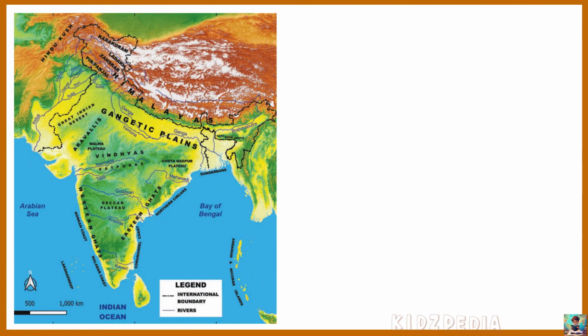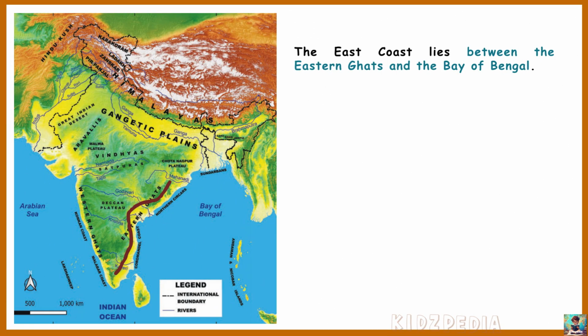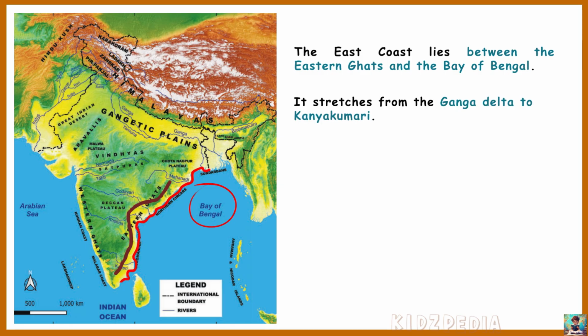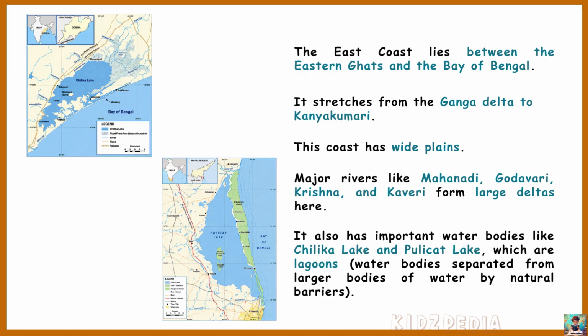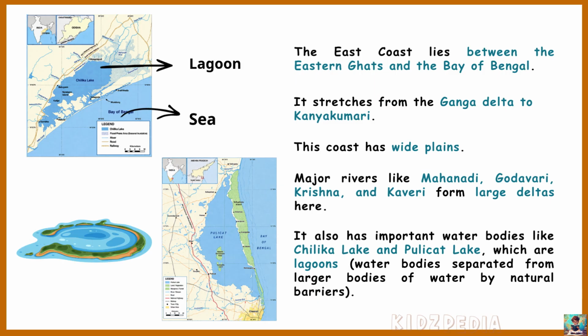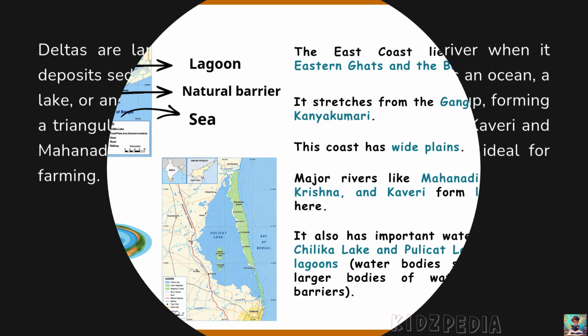So, the east coast lies between the Eastern Ghats and the Bay of Bengal, stretching from the Ganga Delta to Kanyakumari. This region has wide and flat plains. Many large rivers like Mahanadi, Godavari, Krishna and Kaveri form big deltas here. We can also find lagoons like Chilika Lake and Pulikat Lake. A lagoon is a shallow water body that is separated from the sea by a natural barrier like sand.